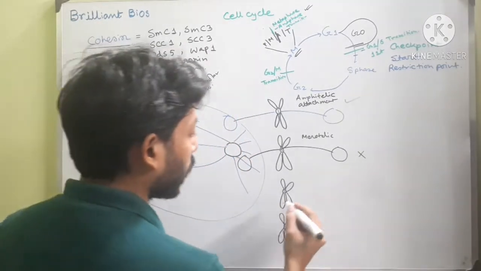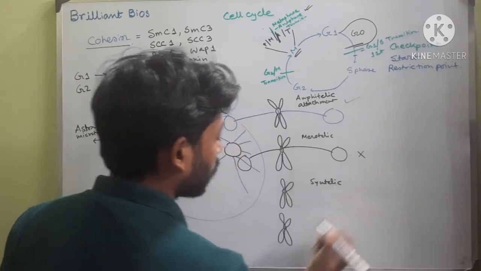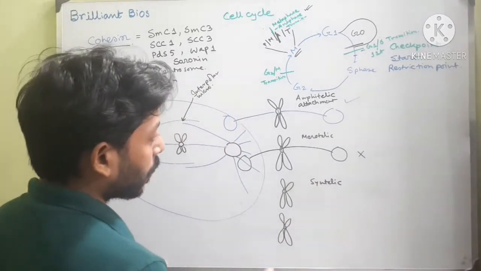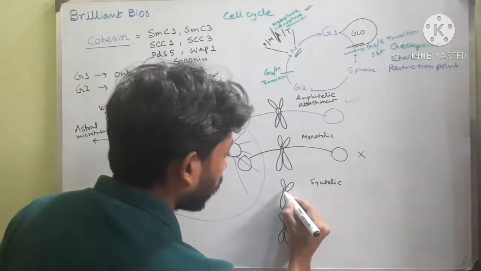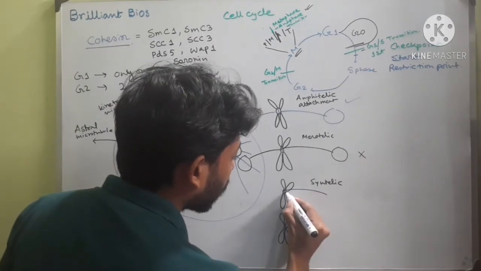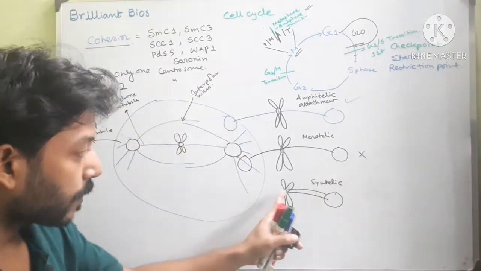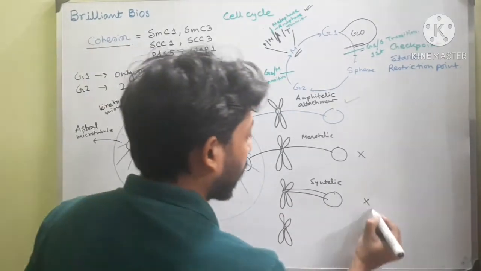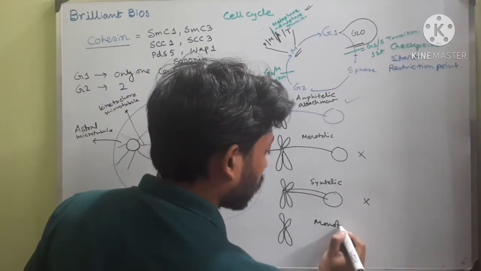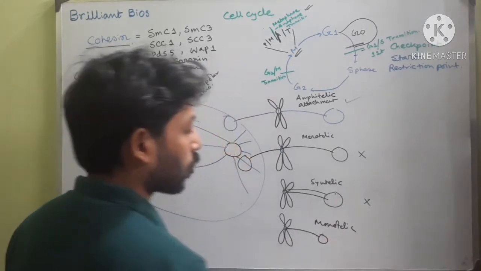And there is another way, that is called syntelic attachment, in which 2 different kinetochores attach with microtubules from the same centrosome. 2 different kinetochores attach with the same centrosome. This is also not good. And another is called monotelic, in which one kinetochore attaches with a single centrosome.